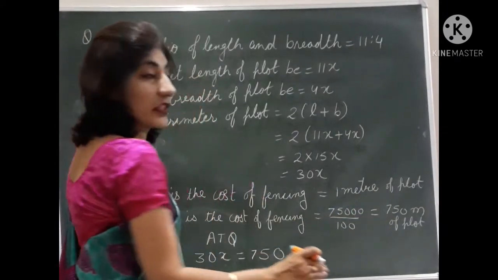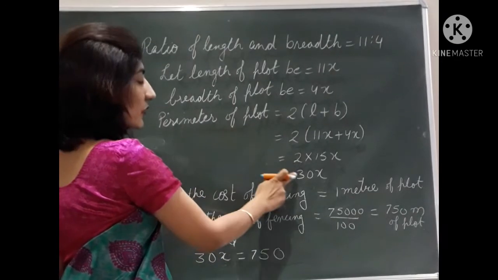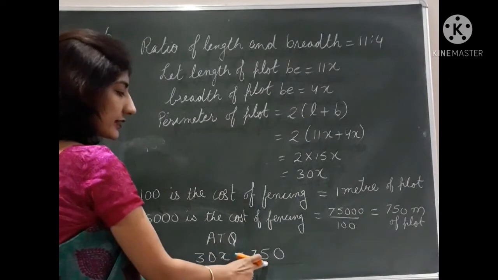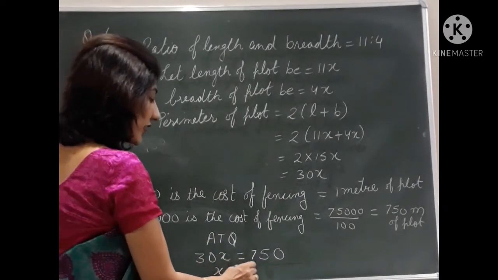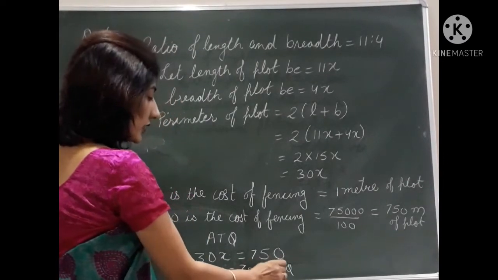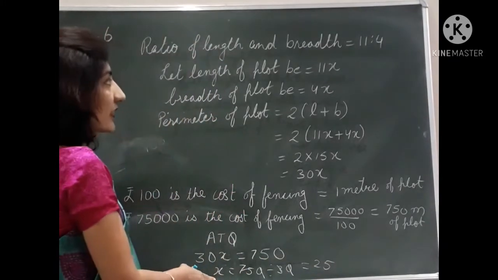So this 750 is the perimeter of the plot, and according to us the perimeter of the plot is 30x. So according to question, 30x is equal to 750. From here if I find the value of x, it will be 750 divided by 30. 0 cut with 0, 3 and 75 will cancel, it will come 25. The value of x is 25.